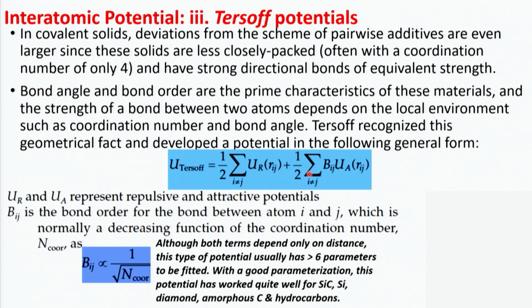Although both terms depend upon the distance, because you can see that the first term and second term, the attractive term and repulsive term, depend upon the distance, this type of potential usually has more than 6 parameters to be fitted. With a good parameterization, this potential has worked well where you have covalent-type characteristics like silicon carbide, semiconductors like silicon, diamond, amorphous carbon, some of the hydrocarbons and so on.